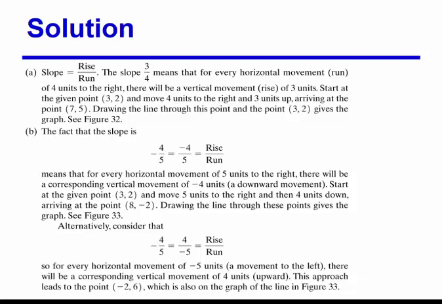For the next one, negative 4 over 5 means that for every horizontal movement of 5 units to the right, there will be a corresponding vertical movement of negative 4 units. So if we start at 3, 2 and move 5 units to the right and 4 units down, we'll end up at 8, negative 2. We also could have done 5 units to the left and then 4 units up, and then we would have arrived at negative 2, 6, which is also on the graph.